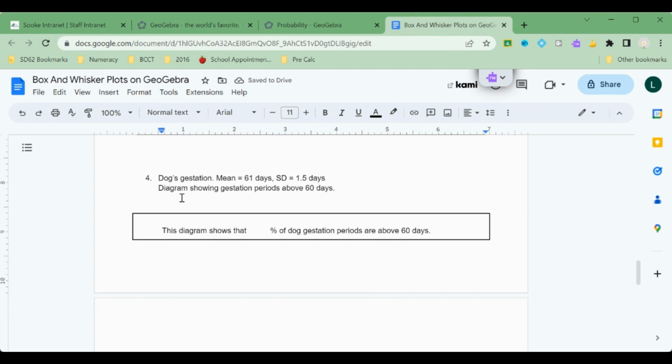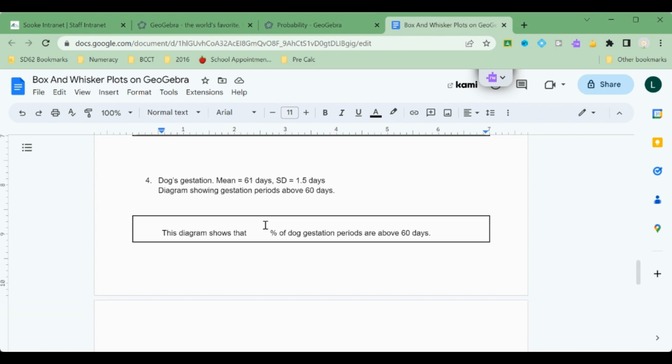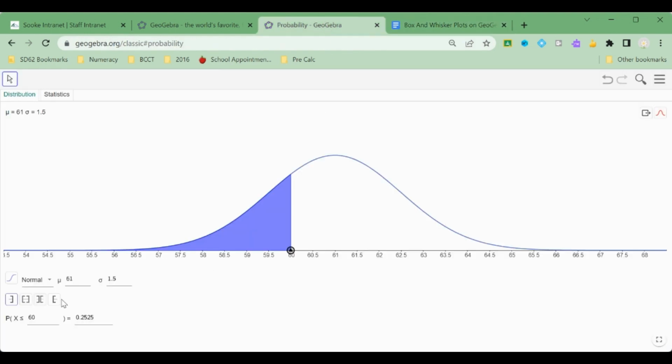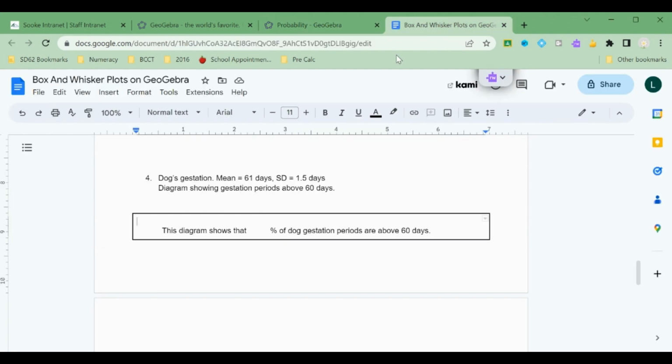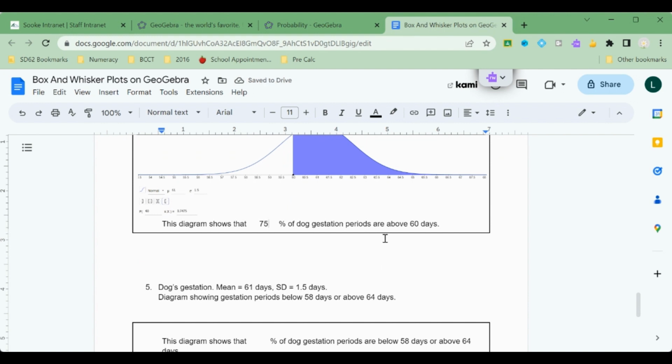Okay, the fourth diagram says show gestation periods that are above 60 days. Well, it's either going to be below or above, so it's going to be 75%, we expect. So let's draw that diagram. And so I'm going to change it from being below to being above, using that button. And look at 74.7, which rounds up to 75%. Take a screenshot, drop it on, and do the interpretation. This diagram shows that 75% of dog gestation periods are above 60 days.